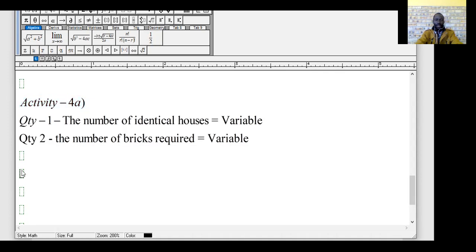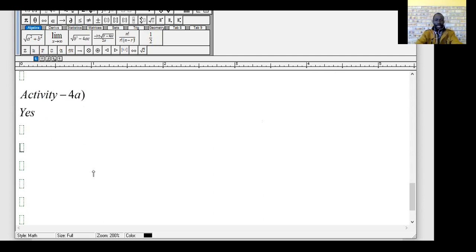Activity 4, part B is to let us know how they are related. If they are related, are they related? Yes, these two are related. Then the third part is Activity 4, part C. This one is part B. This other one is part C, like that. Now, the thing here is this.